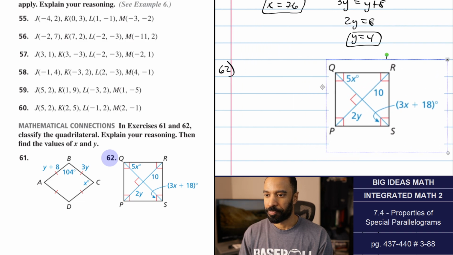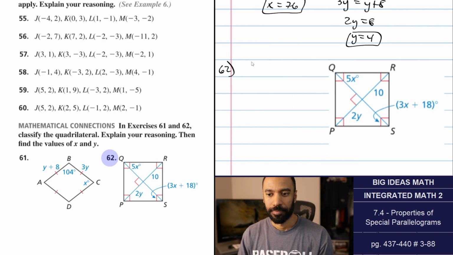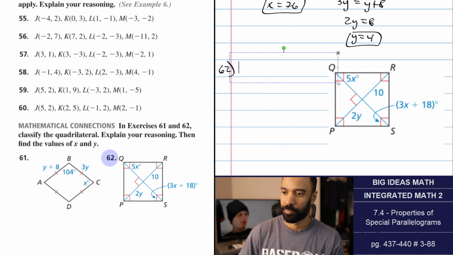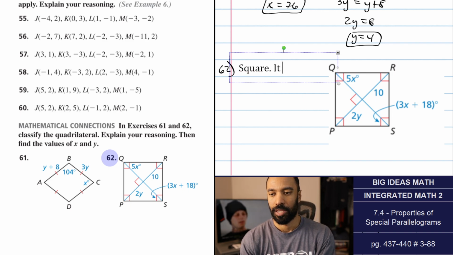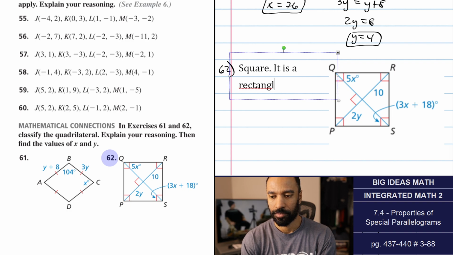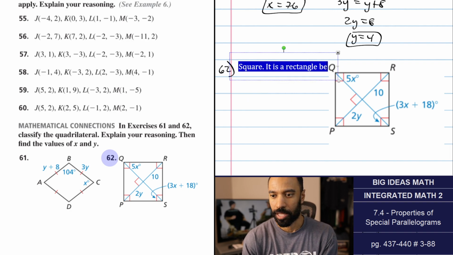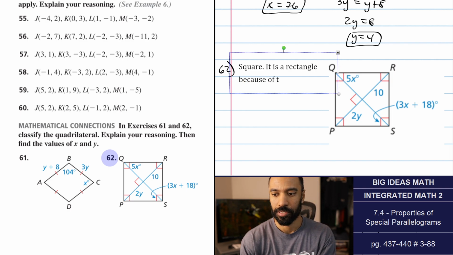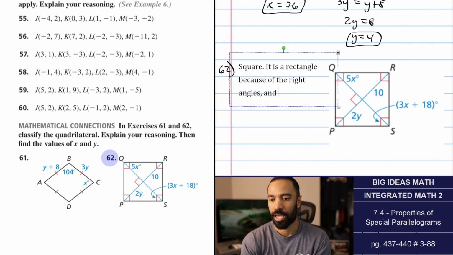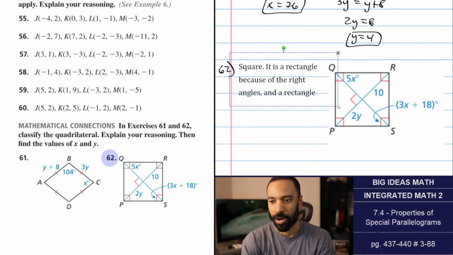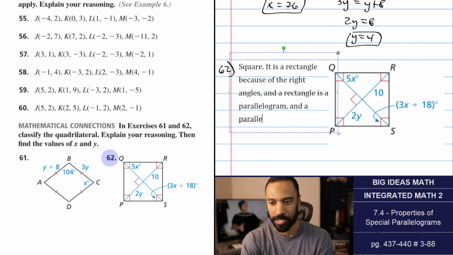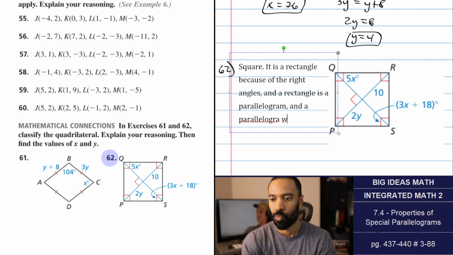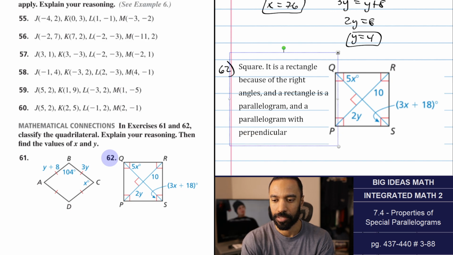Okay, number 62. Listen up, y'all. This is a square. How do I know it's a square? It is a rectangle. Let me just shrink this. Not that much. It is a rectangle because of the right angles. And a rectangle is a parallelogram. And this is a weird sentence. A parallelogram with perpendicular diagonals is a rhombus.